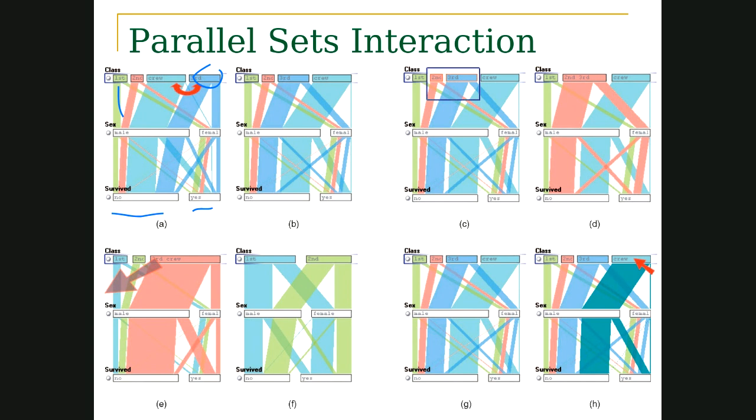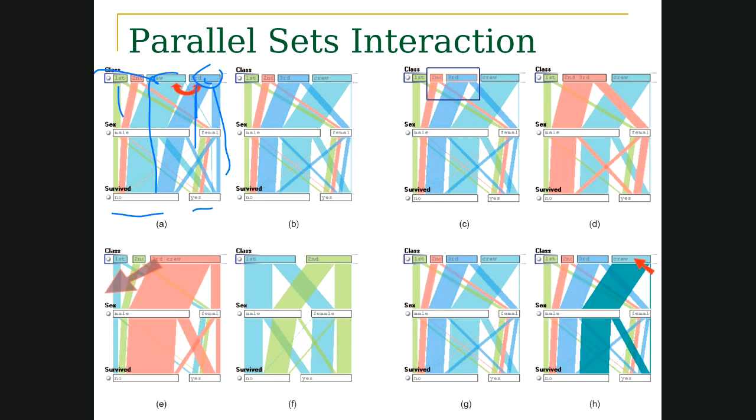So this is first class. You notice that quite a few of them survived. Some of them did not. And then all the other classes, they kind of went to no. And then I'm going to use my magnifier here. Then you have men. Most men did not survive. Women did better. So that's the parallel set.